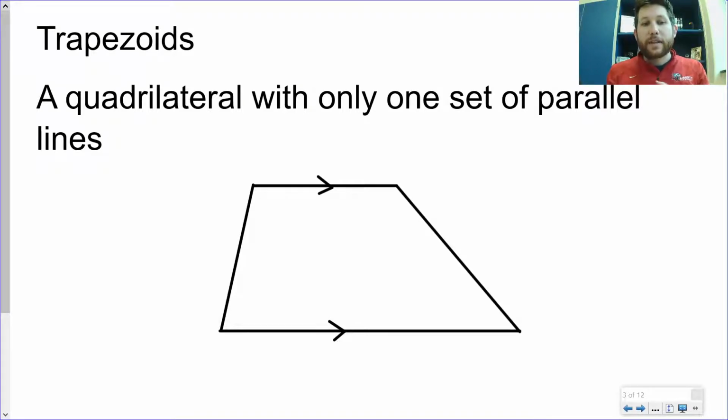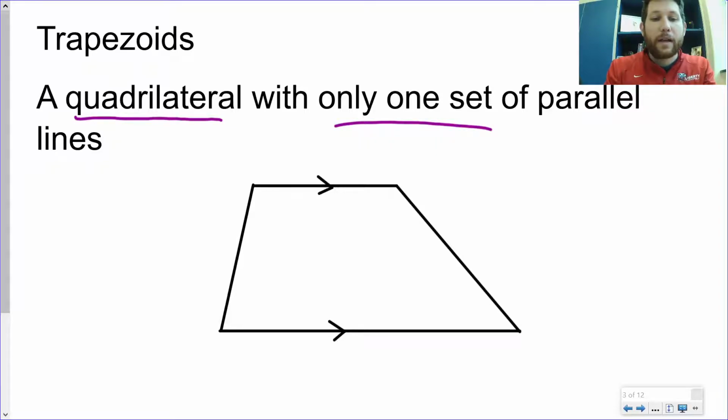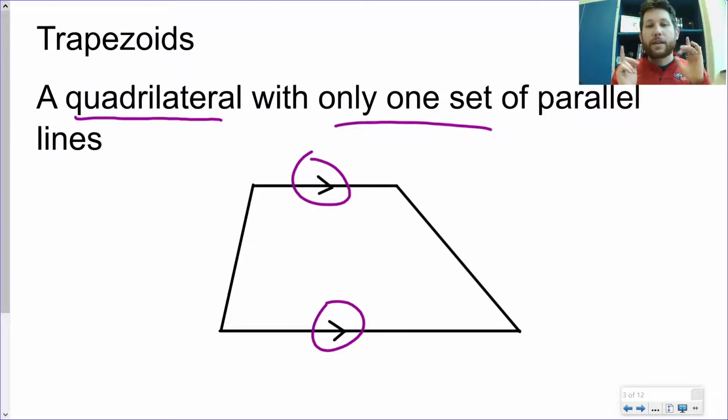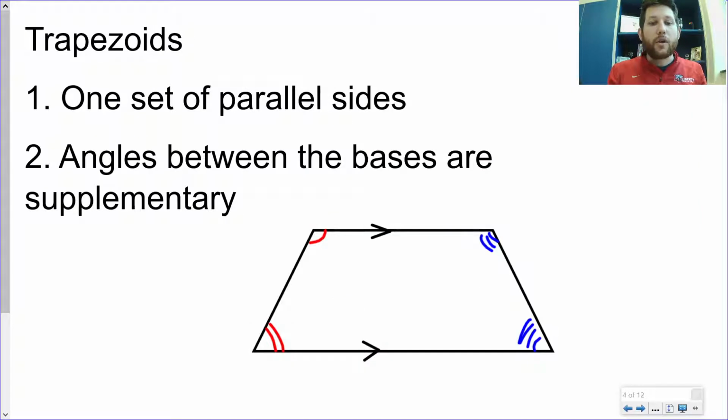A trapezoid is a quadrilateral with only one set of parallel sides. So notice there's kind of two conditions happening here. It's a quadrilateral, it has four sides, and only one set of parallel sides. Now remember, parallel means going in the same direction, not necessarily the same length, and we use the arrows to indicate one set of parallel lines. So using that and what we know about parallel lines, let's solve a couple problems.